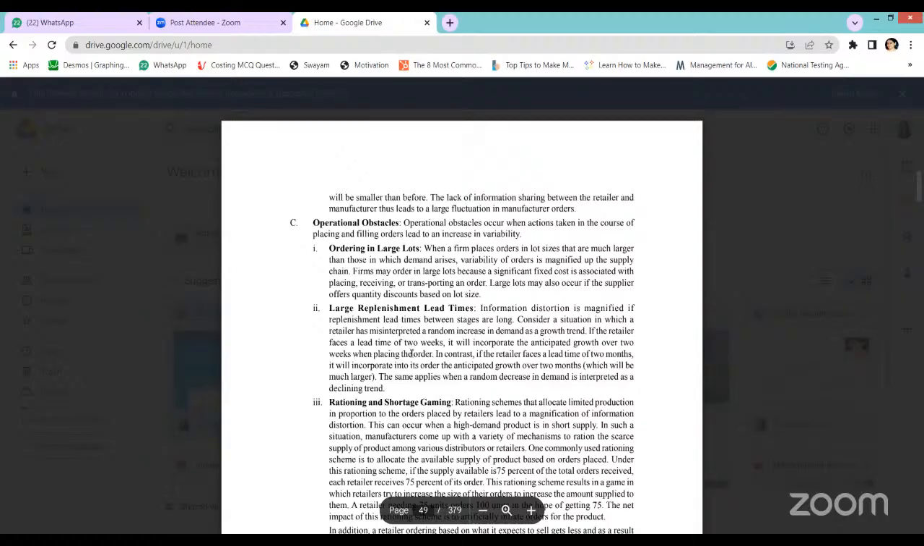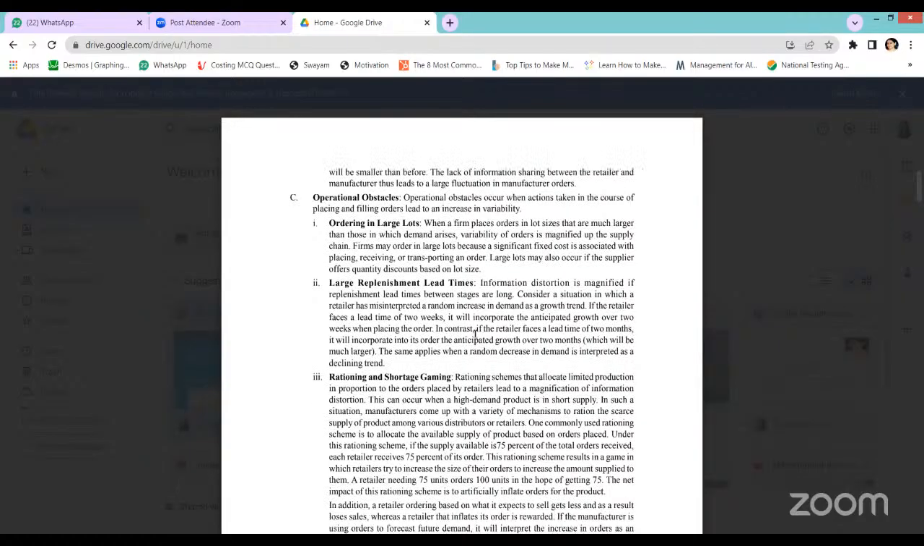Demand may grow or may fall. The communication between the retailer and the main person may get lost. So if proper information is not provided, then it leads to large lead times between the stages or the participants. Then that may be a problem.